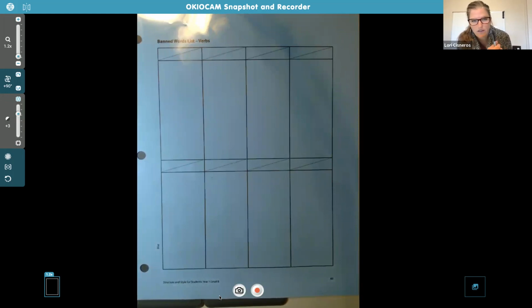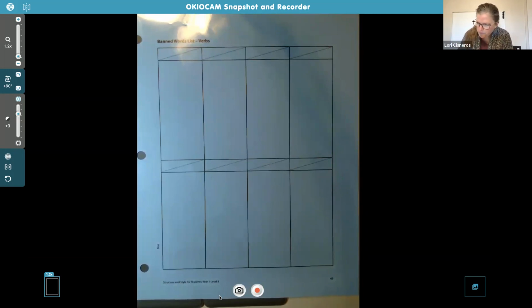So this class, like I've said before, is about style and structure. The structure we're learning right now is in a narrative where we have the characters and setting, the conflict, the problem, and then the resolution at the end. That's the structure we're talking about, and this part is the style. So we're going to talk about how to change up some words to give your story more style.